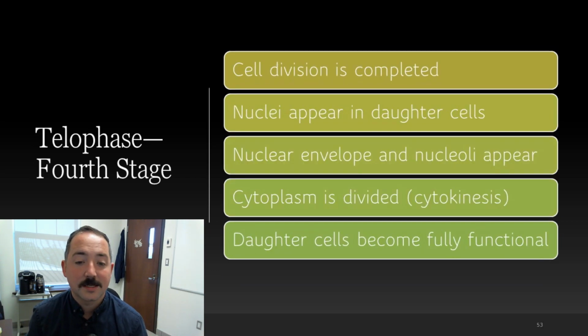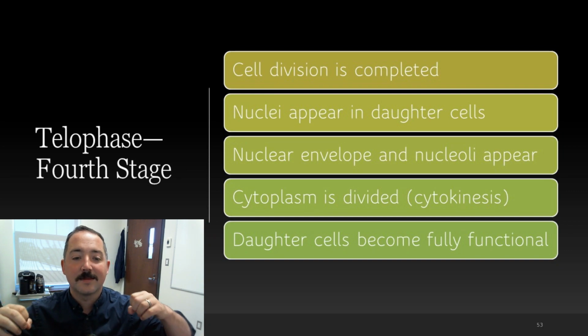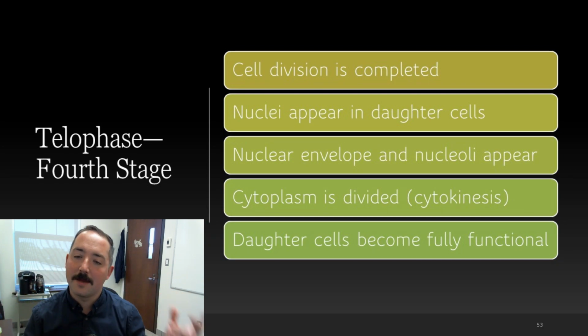Finally, in the telophase, a new cell membrane and nuclear envelope is formed. The nuclear envelope forms around the chromosomes. The cell membranes pull completely apart, making brand new cells.